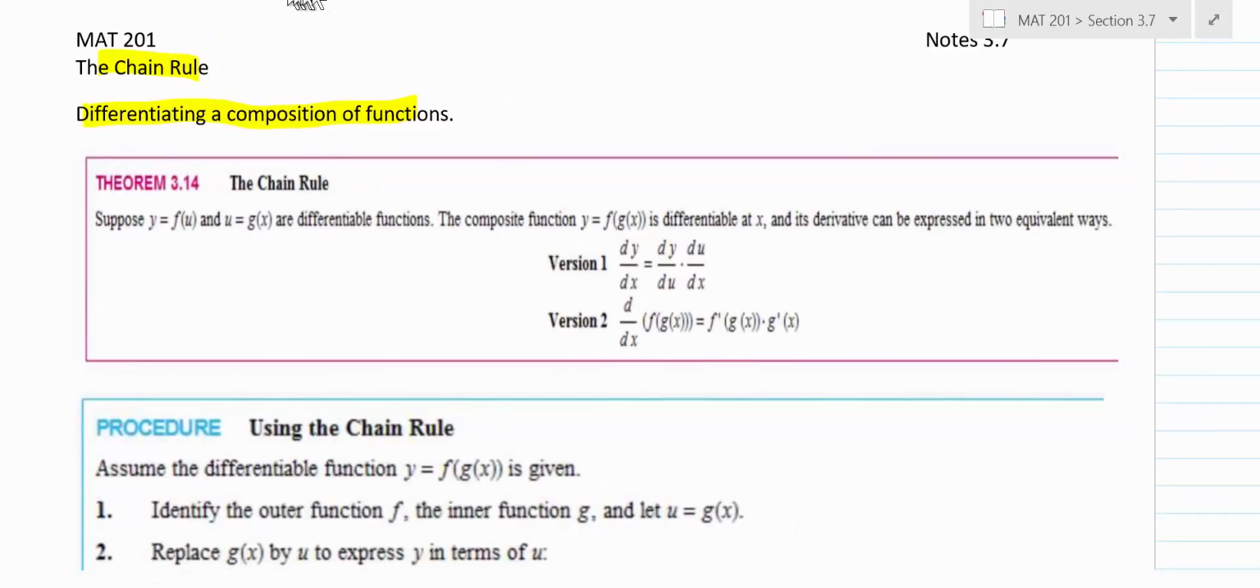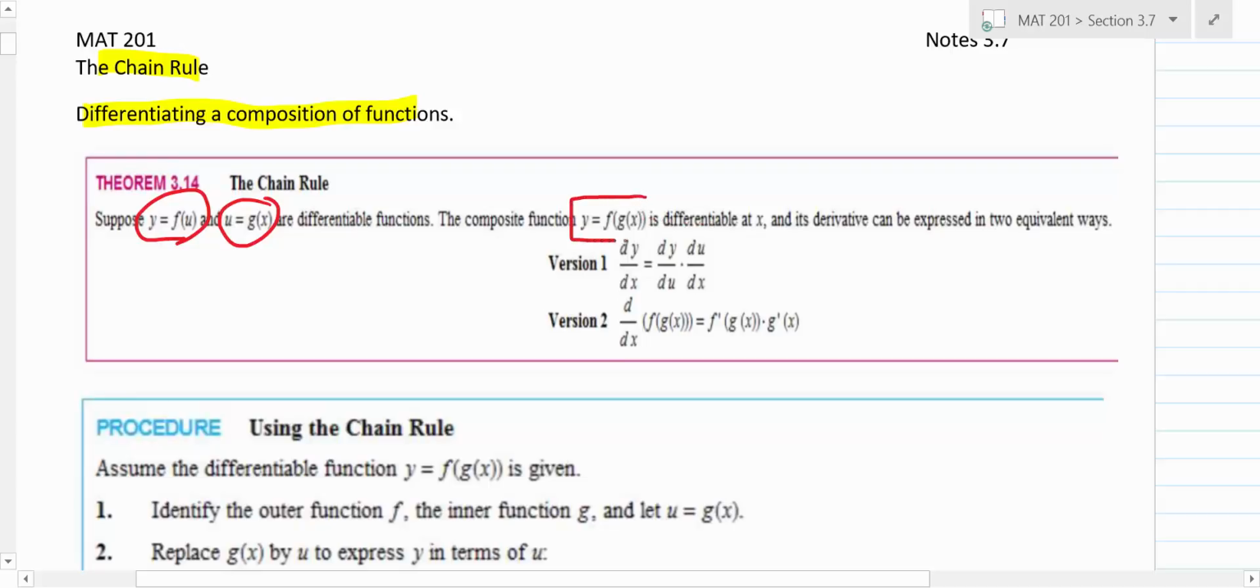But what you have is two functions. You have y and you have u, in terms of f of u and g of x. We use u as an intermediate variable. And this represents a composition of functions. So y is equal to f of g of x. That's the same thing as f composed with g. You're plugging a function into a function like that.